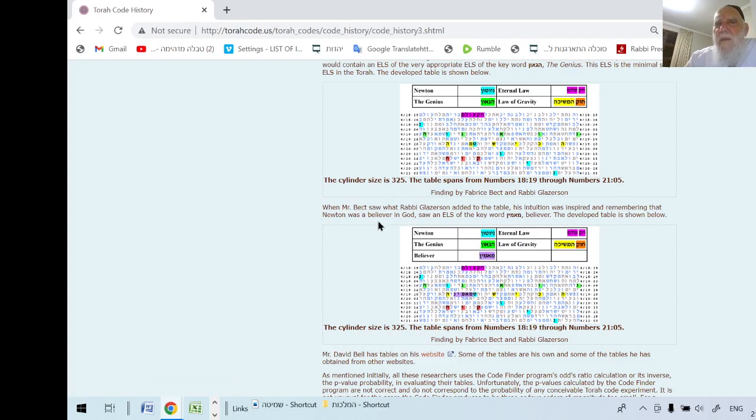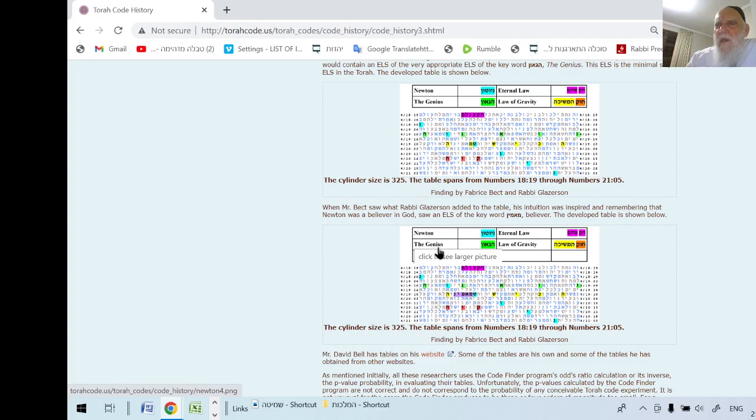So when Mr. Peck saw what Rabbi Glazerson added to the table, his intuition was inspired, and remembering that Newton was a believer in God, it is very famous. So he saw in the ELS of the keyword Ma'amin, believer. The developed table is shown below with the word believer, so here already is a full story.